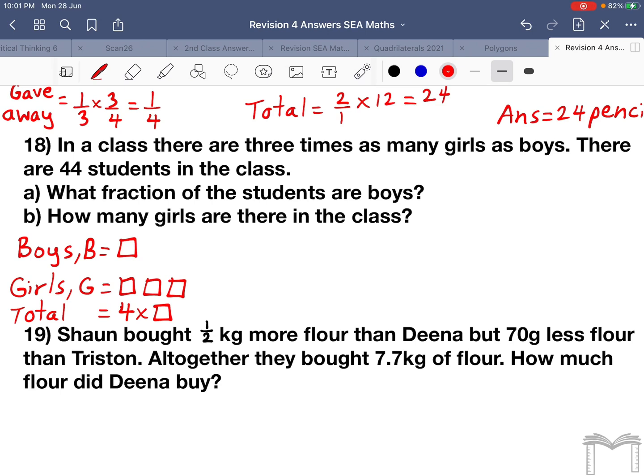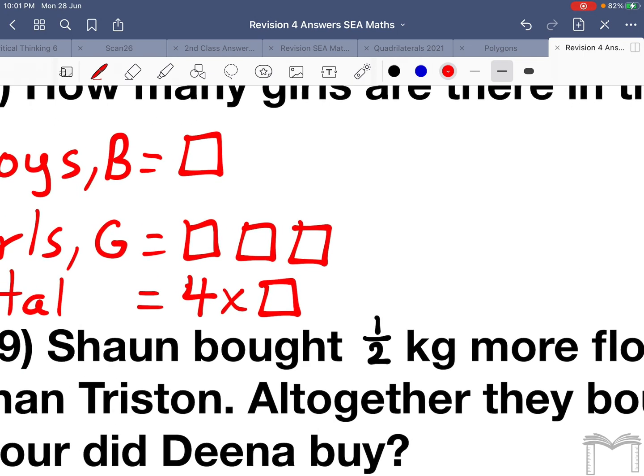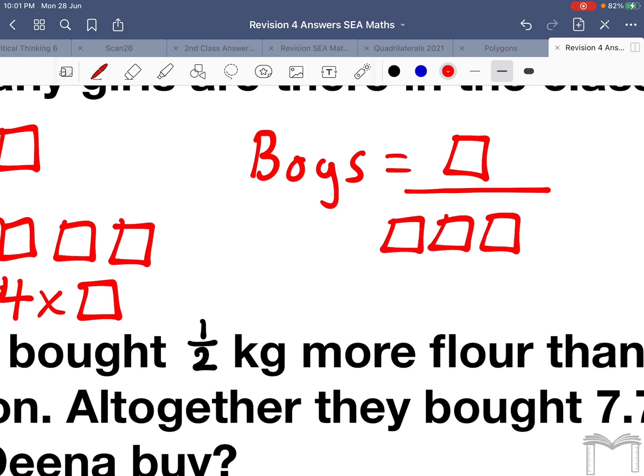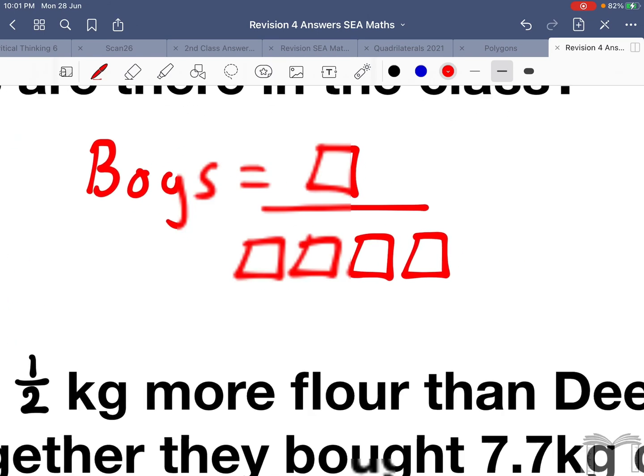But before we work out 1 box, let's talk about part 8, the fraction. What fraction of the students are boys? So boys is 1 box out of the total, which is 4 boxes. So 1 over 4 is 1/4.